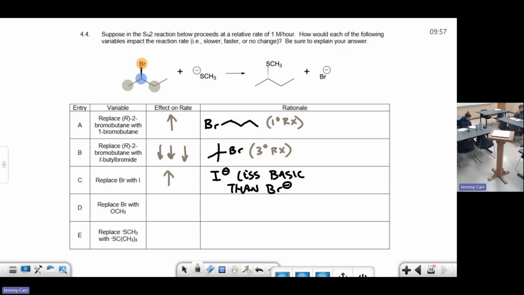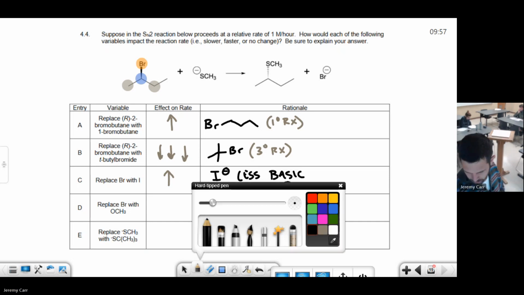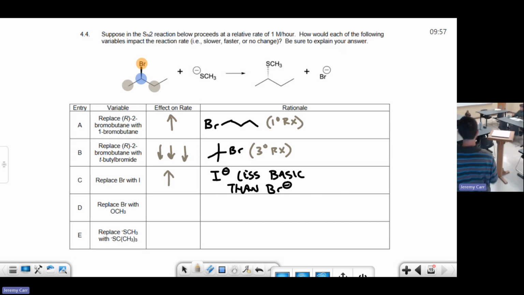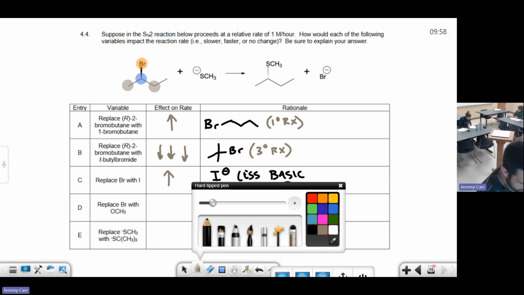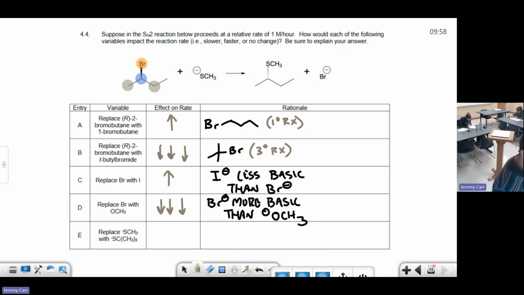All right. What happens if we replace Br with OCH3? We just talked about this. What's going to happen to the rate? Think about OCH3. Good leaving group, bad leaving group. Bad leaving group. It's a great base. So Br- is less basic than -OCH3. So what's going to happen to the reaction rate? It is going to decrease considerably here.